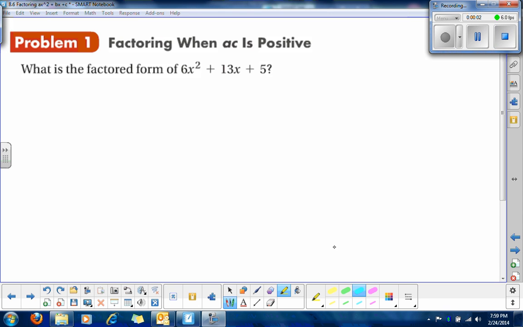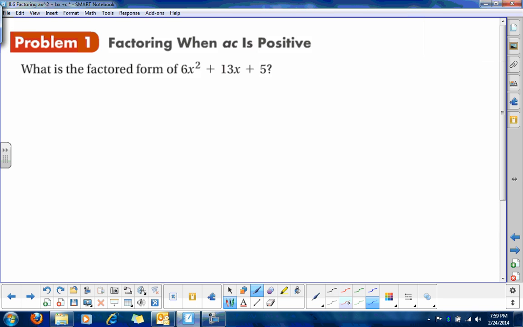Okay, so here's problem 1, which is factoring when AC is positive. So here we're going to use the AC method that we briefly looked at in the intro.